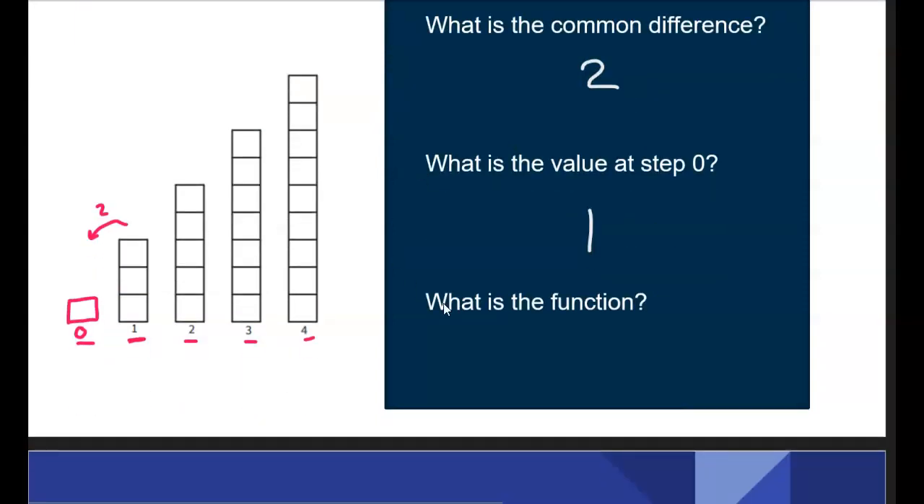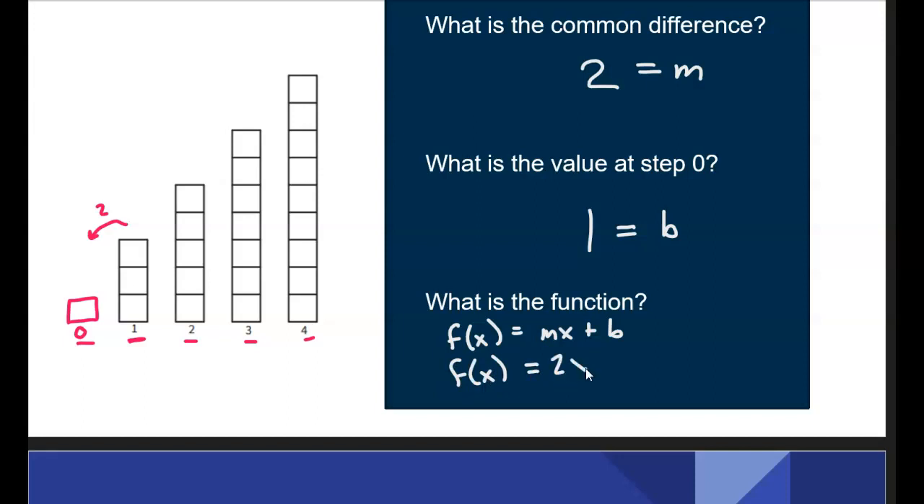Now what is the function? Well, we said we're going to use f of x equals mx plus b. We said the common difference is our m. The value at step 0 is b. And so we just plug those in. F of x equals 2x plus 1. That is our equation. Isn't that so much easier than struggling with it, trying to figure out what it might be? We just need the common difference and the value at step 0.